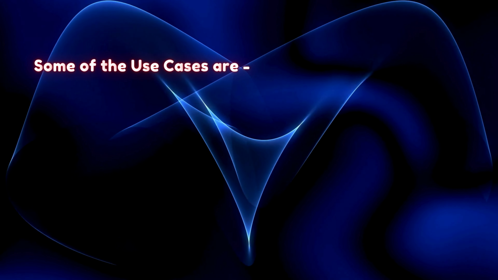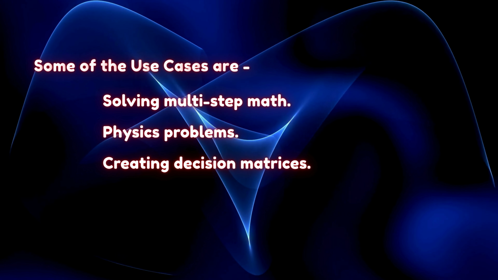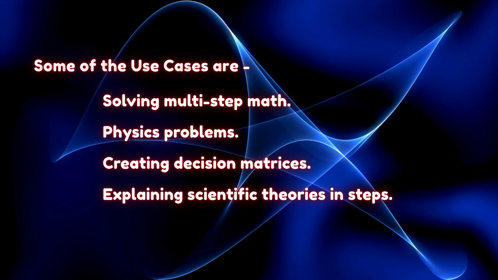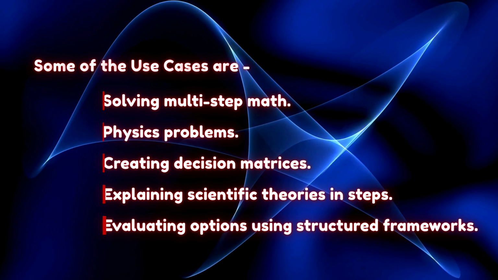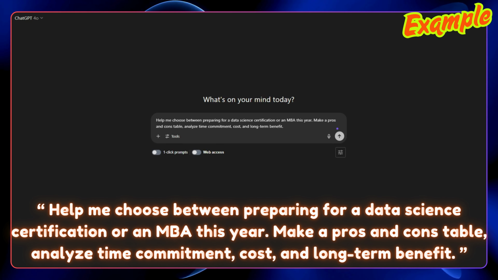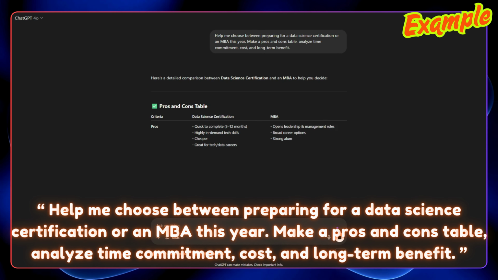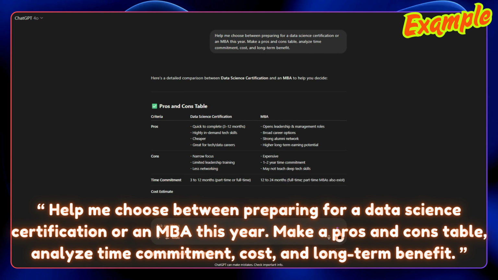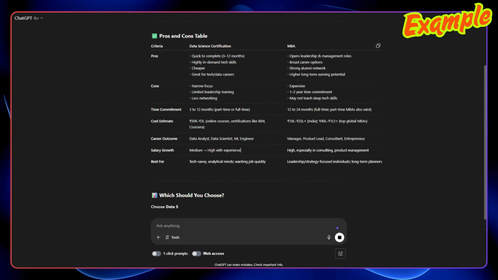Some of the use cases are solving multi-step math or physics problems, creating decision matrices, explaining scientific theories in steps, evaluating options using structured frameworks. Example: "Help me choose between preparing for a data science certification or an MBA this year. Make a pros and cons table, analyze time commitment, cost, and long-term benefit." GPT-4o will organize your request into clear steps and respond with a structured answer.